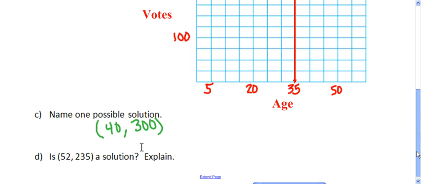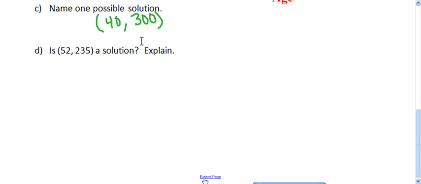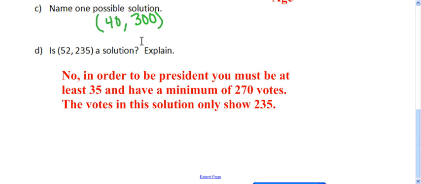Looking at example D, they give us, is 52 and 235 a solution? Here we would state no, and we'd have to have a reasoning. So our reasoning here is no. Yes, it does make the age requirement of 52. That is obviously 35 or better. However, the votes of 235 have to be at least 270. So in order to be president, you must be at least 35, with a minimum of 270 votes. The votes in this solution only show 235, which is why it is no. This concludes lesson 20.